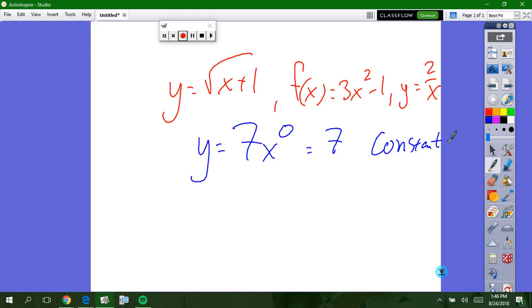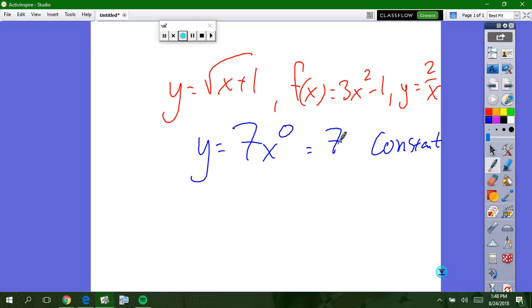So y equals 7. Well, it's just a 7. That's just a number, right? So we're asking what kind of term. What is this called? It's a constant, but it's also called a monomial, meaning there's one term. Monomial.